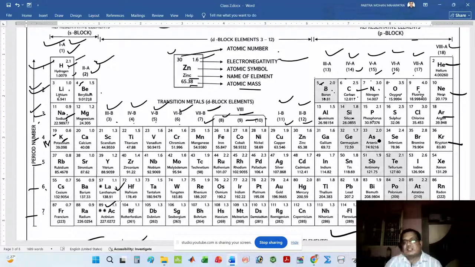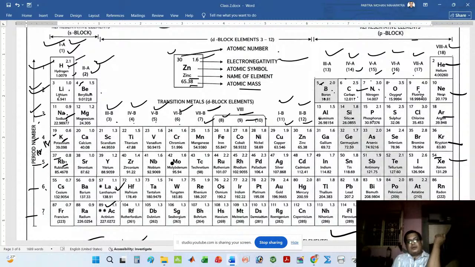Next, you think about the fifth period, which also has 18 elements, starting from rubidium to xenon. Here the atomic number of rubidium is 37 and xenon is 54. Here also 18 elements are present, like the fourth period.